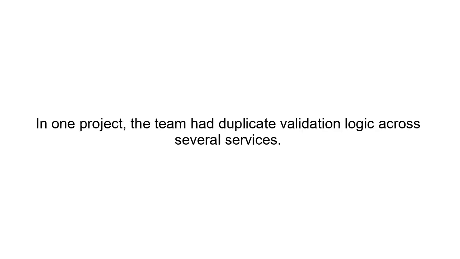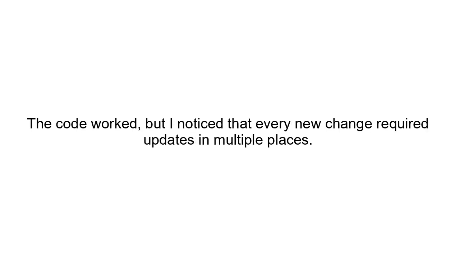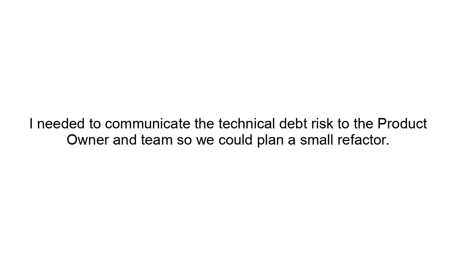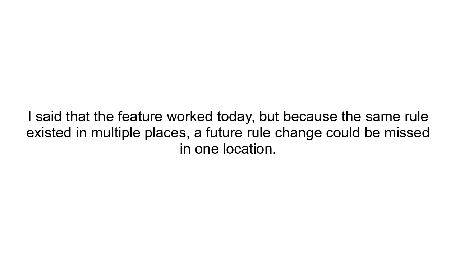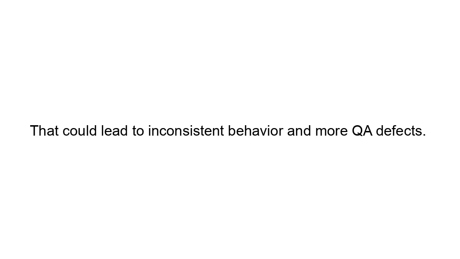Situation. In one project, the team had duplicate validation logic across several services. The code worked, but I noticed that every new change required updates in multiple places. Task. I needed to communicate the technical debt risk to the product owner and team so we could plan a small refactor. Action. I explained the risk in simple terms. I said that the feature worked today, but because the same rule existed in multiple places, a future rule change could be missed in one location. That could lead to inconsistent behavior and more QA defects.